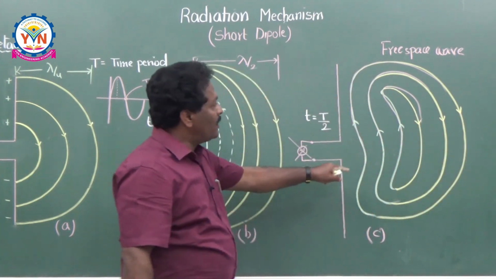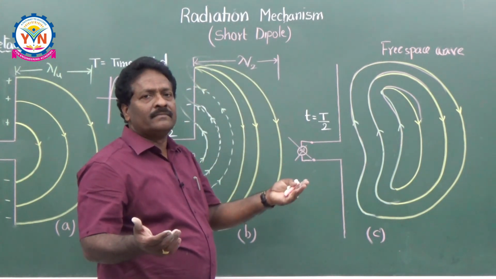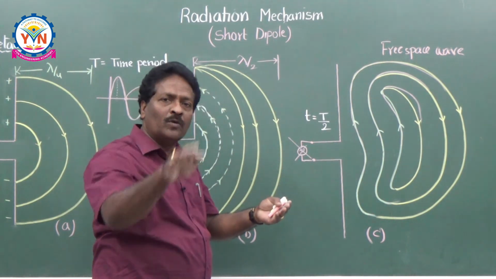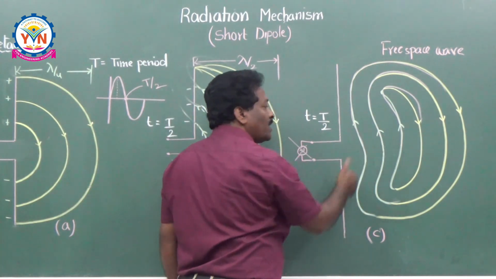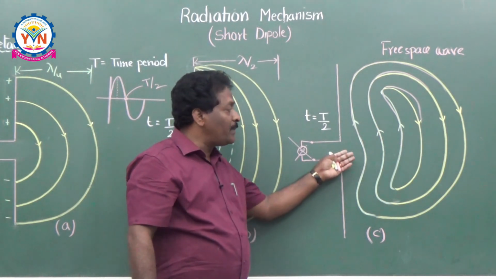So in this way, just by taking a short dipole, immediately you can understand there should be a detachment of these electromagnetic waves in the form of loops. Once you know this, in the next classes, we are going to see the different antenna parameters.